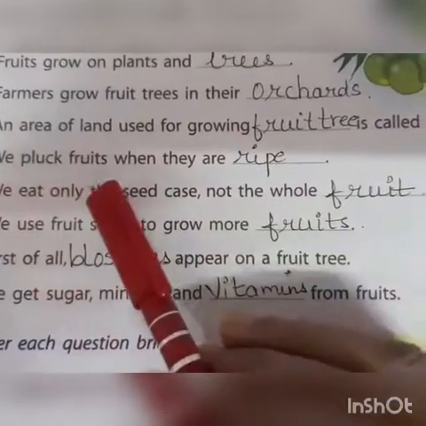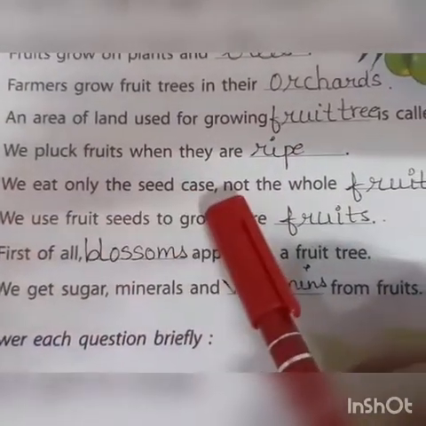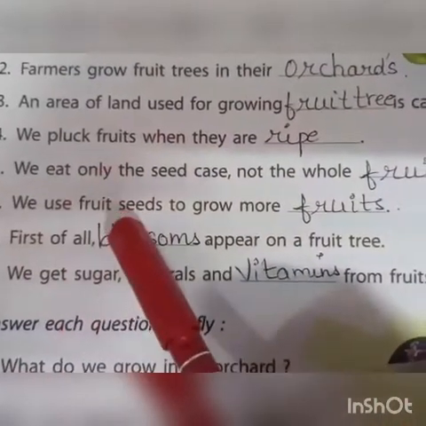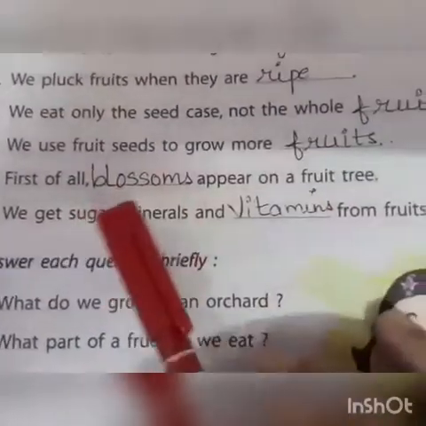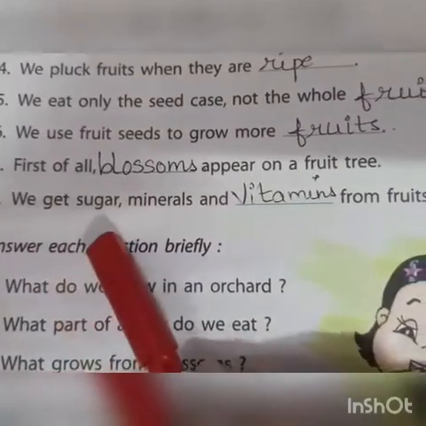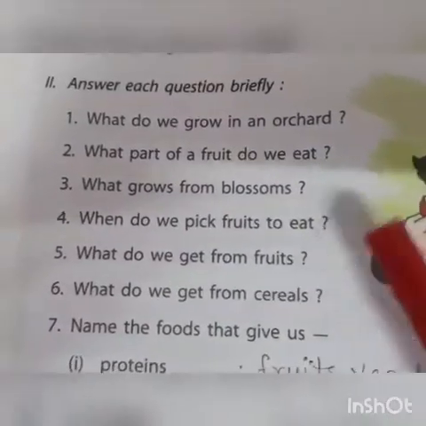We pluck fruits when they are ripe. We eat only the seed case and not the whole fruit. We use fruit seeds to grow more fruits. First of all, blossoms appear on a fruit tree. We get sugar, minerals, and vitamins from the fruits. Now, this is the question answer part that I'll explain you in the notebook.